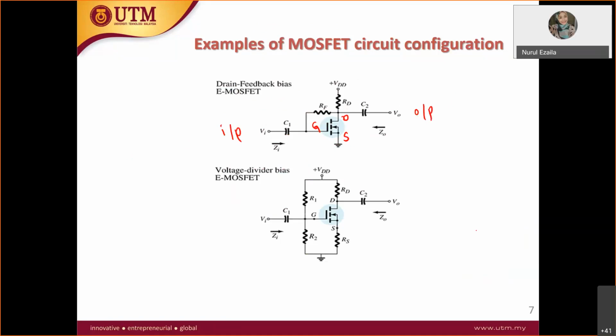Therefore, this is common source. Okay, so now this one, the input, as is for the voltage divider, input is at the gate, output is at the drain. Therefore, the left one, this is common source. Okay, same goes for your BJT. You have to specify where is your input and where is your output. Then that will be the common.